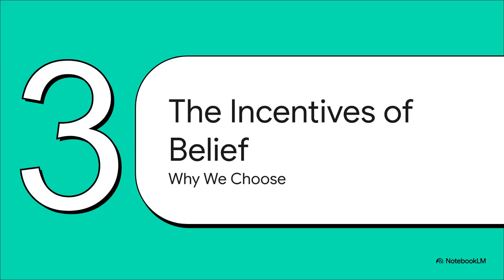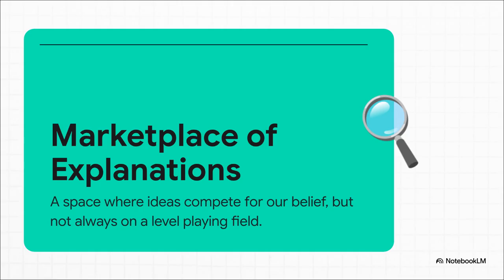Okay, so here's the really crucial question. If the designer idea is so intuitive, and the other one is kind of weird, why doesn't everybody just believe in the designer? To figure that out, we have to stop looking at the arguments themselves and start looking at the incentives behind why we choose one explanation over another. So let's use a little metaphor here. Let's call it the marketplace of explanations. Now, in this marketplace, all these ideas are competing for our belief. But here's the thing, it's not exactly a level playing field.